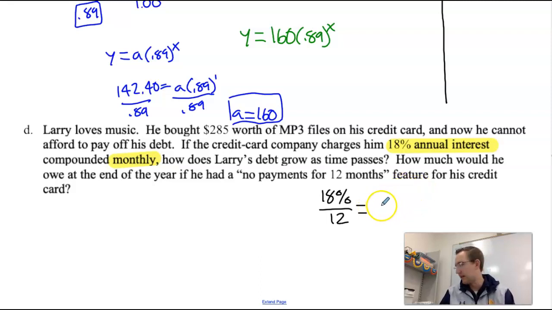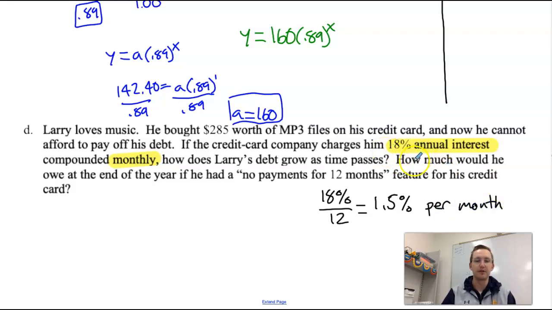So what that tells us is that our new interest rate is actually 1.5%, and that is per month, because it's an annual interest rate. We're not applying that 18% every single month. We're only applying that in 1.5% increments every single month. So that means that our multiplier, if we add that 1.5% onto our 100% of our initial credit card value, which is $285, that multiplier would be, for our exponential equation, 1.015.